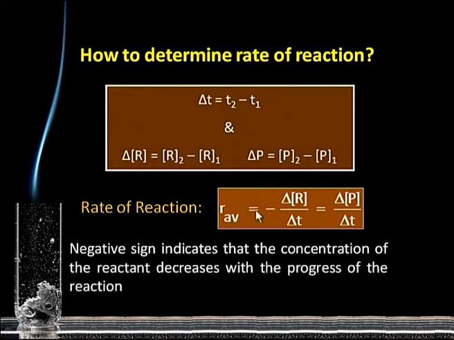We have used the negative sign because the reactant concentration decreases with time, and we want to express the rate of reaction as a positive quantity. And also we must remember the rate that we get is the average rate. The rate of reaction changes with time, and therefore whatever rate we have calculated is the average during that time period.